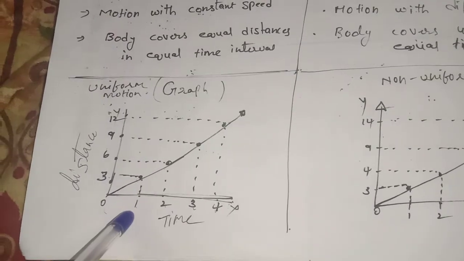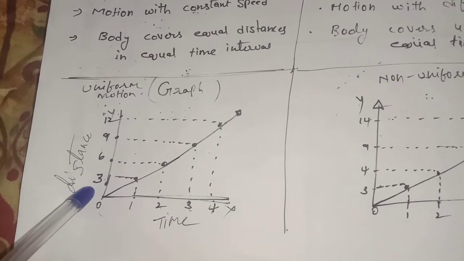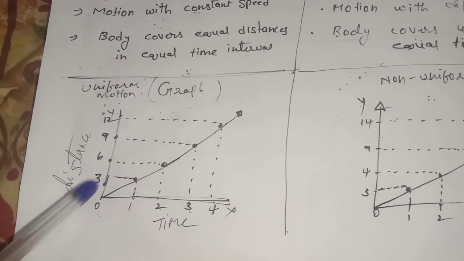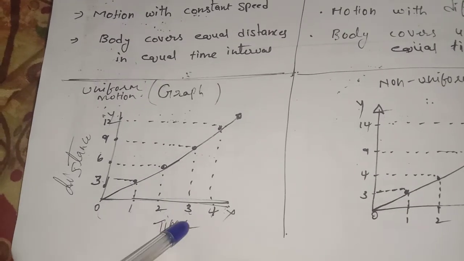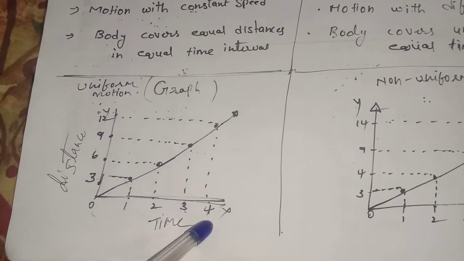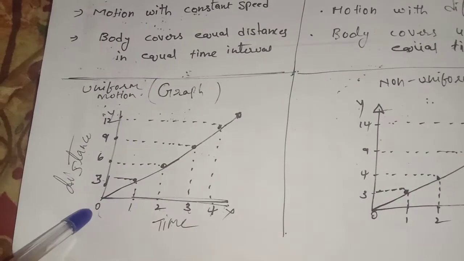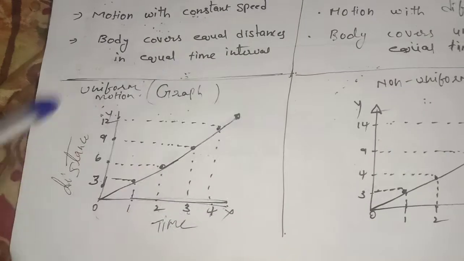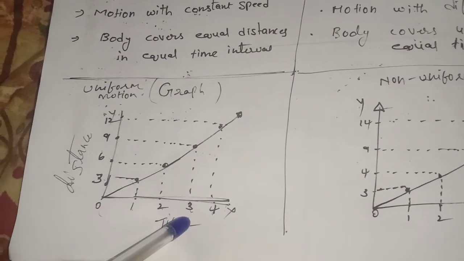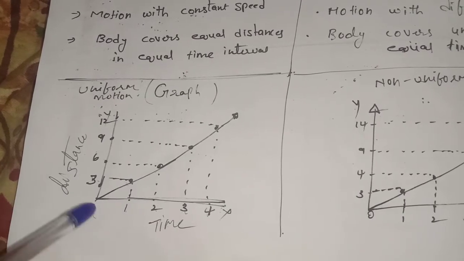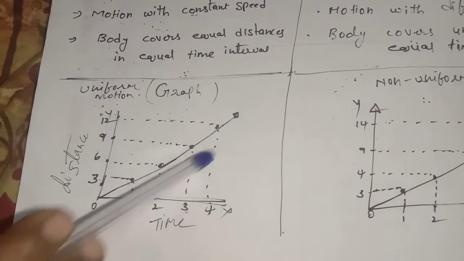Now at 1 second, how much distance is it covering? 3 meters per second it is covering. At 2 seconds, it is covering 6. Like that, and so on. Whatever values they give, we just put the points. Afterwards, we join the line. So how is it coming? It is not parallel to the x-axis, but it is coming in a slope, that is, an inclined line.